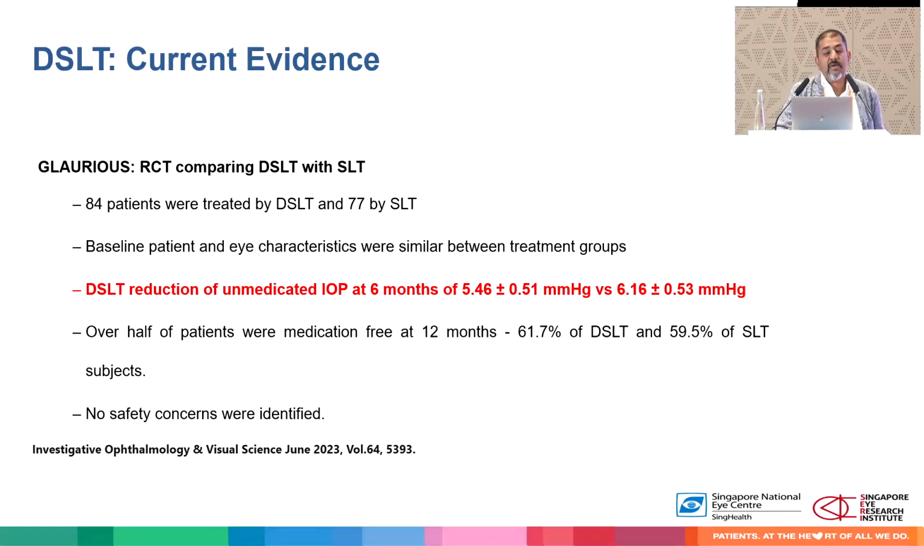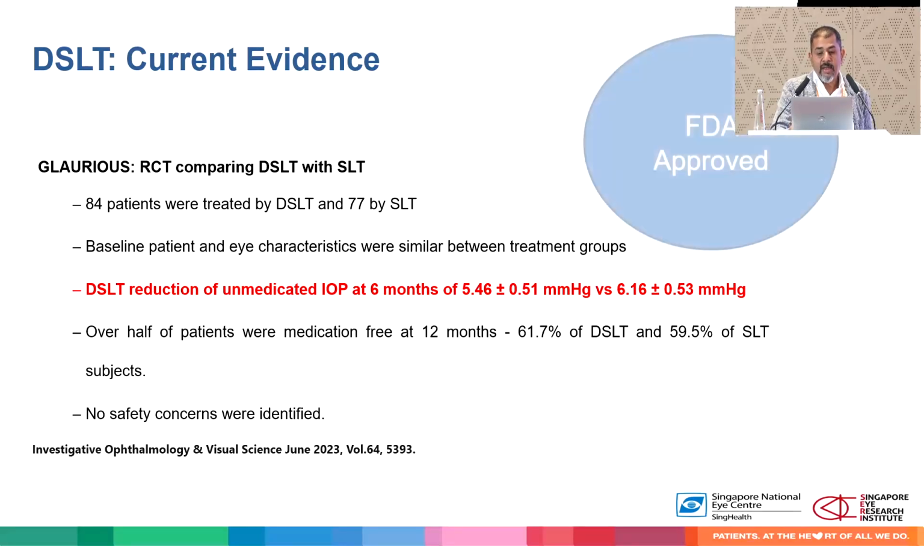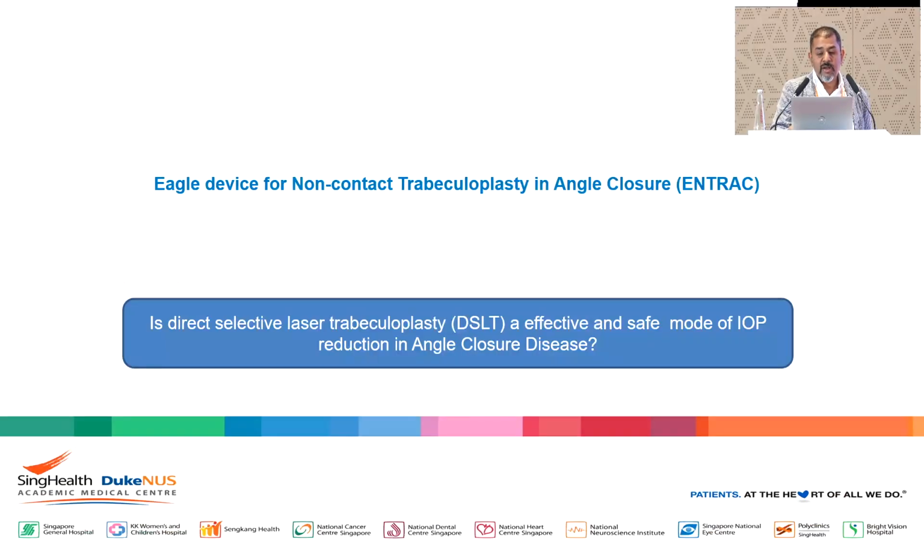So the current evidence is very limited. The Glorious study is an RCT that compared DSLT with SLT. They noted that the overall reduction was very similar in both arms, and it is currently FDA approved, and you will probably hear about its launch very soon.